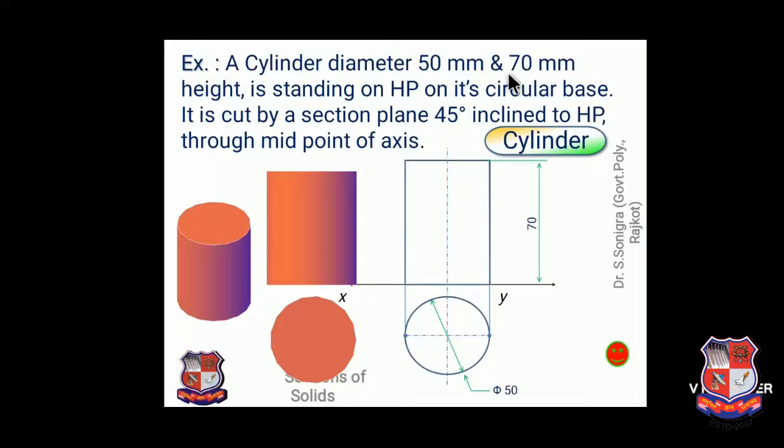See, up to this step we have drawn this first line: a cylinder of diameter 50 mm and height 70 mm is resting on HP on its circular base. Right? It's a very simple step. Now read the second line.